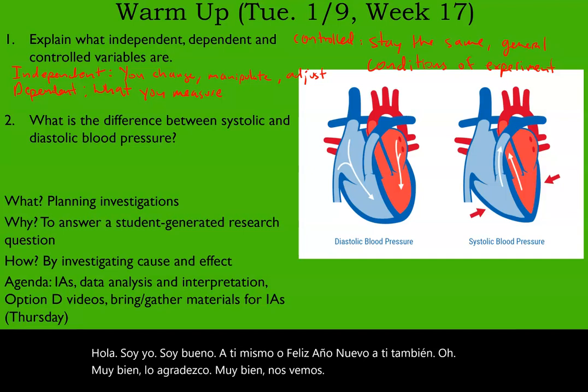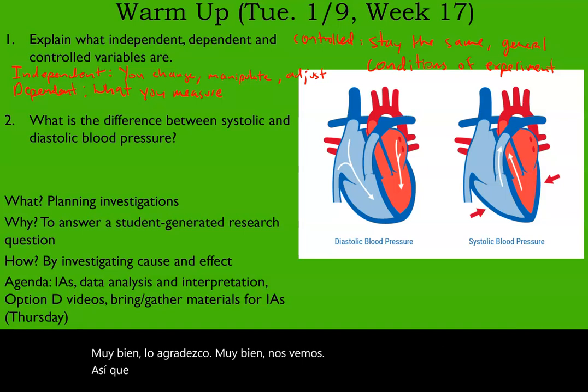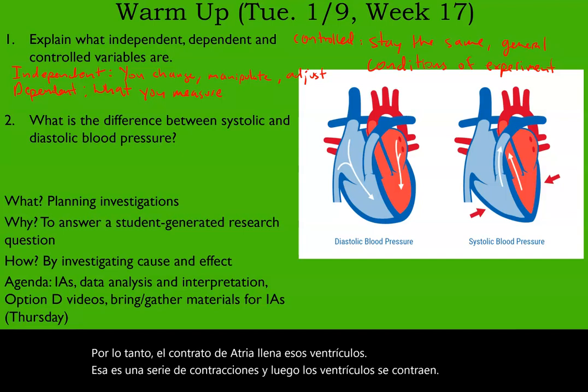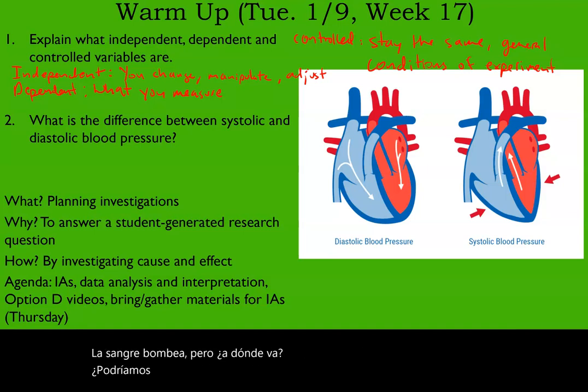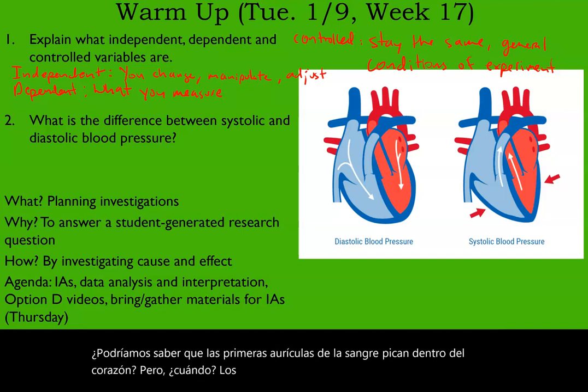So your atria contract, it fills up those ventricles. That's one set of contractions. And then the ventricles contract. The blood pumps. But where does it go? Because we know that with the atria, the blood's staying within the heart. But when the ventricles, when the bottom contracts, where's that blood going to go?